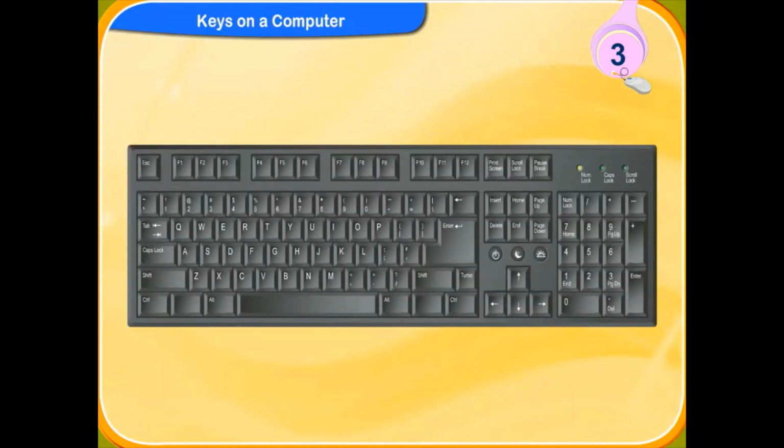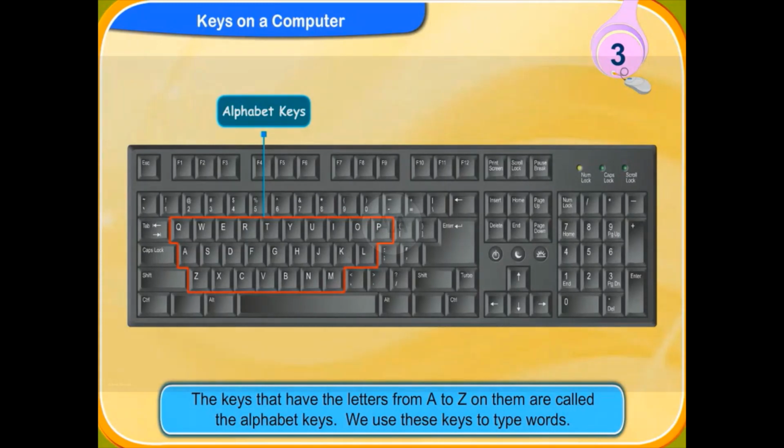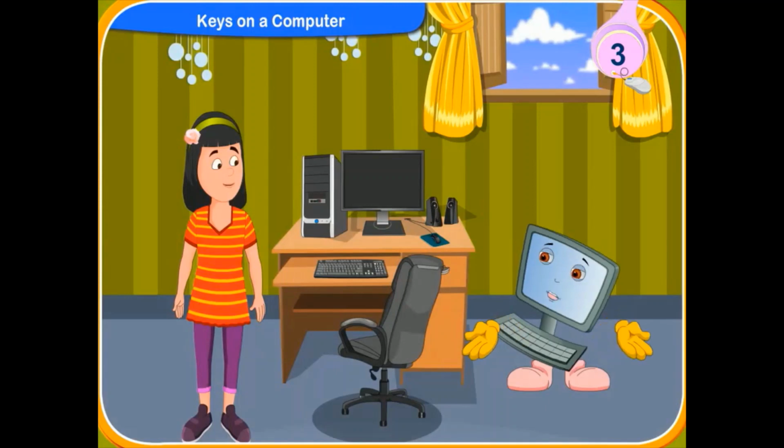Alphabet keys. The keys that have the letters from A to Z on them are called the alphabet. We use these keys to type words, as there are 26 alphabet letters in the English language and 28 in the Arabic language.